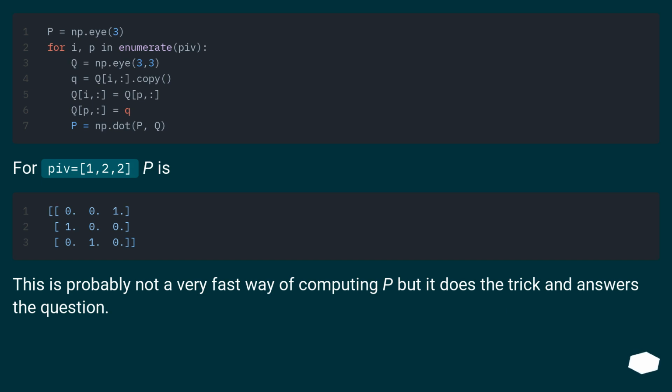For piv equals 1, 2, 2, P is as shown. This is probably not a very fast way of computing P, but it does the trick and answers the question.